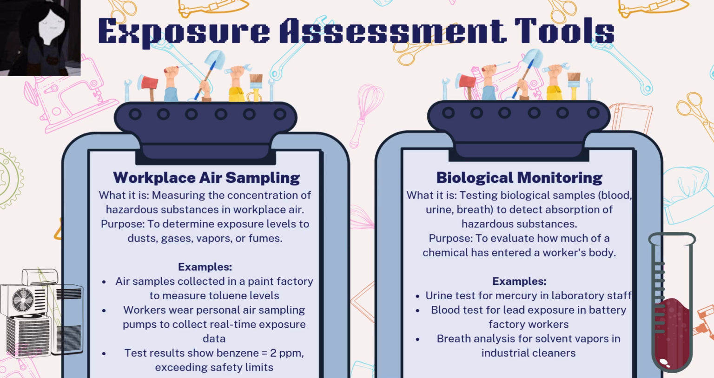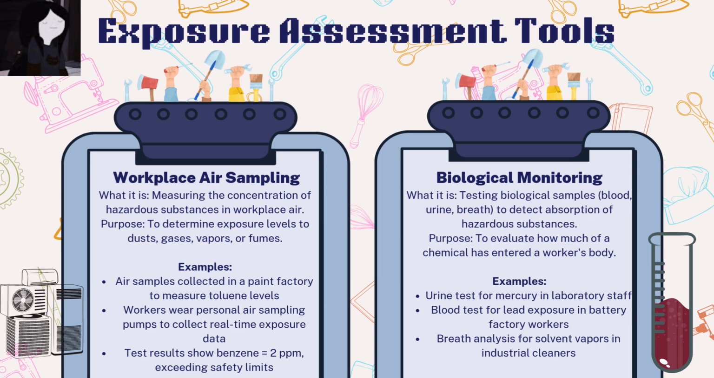For example, air samples from a paint factory can be tested for toluene levels. Real-time air sampling pumps are used to capture data. A test might show benzene's level at 2 ppm, exceeding safety limits.